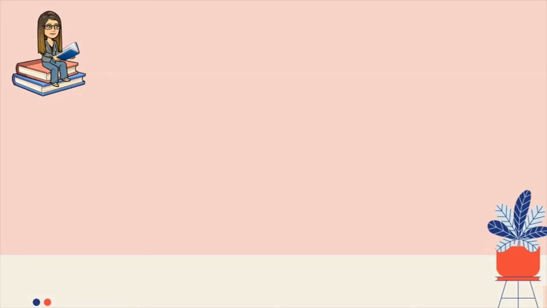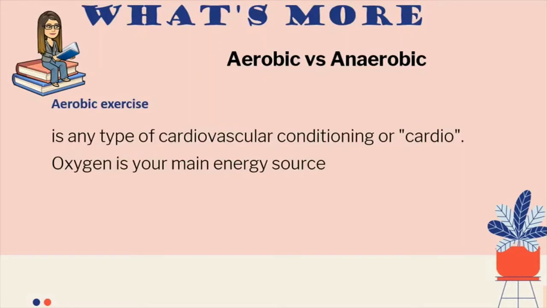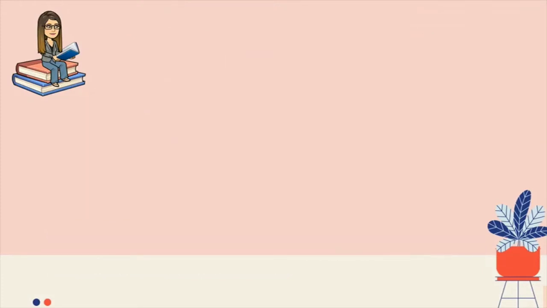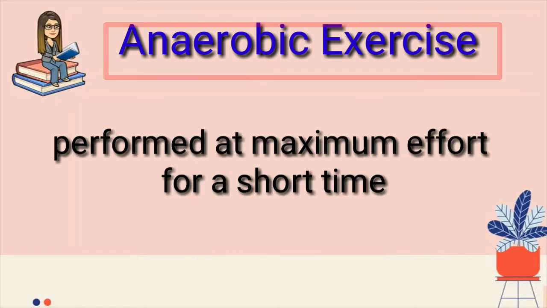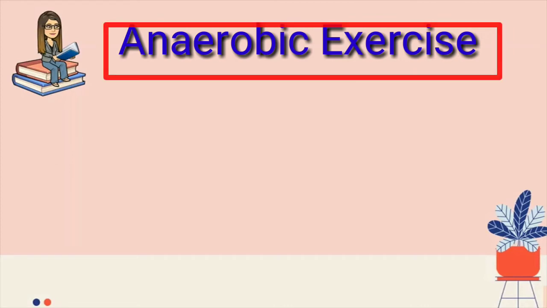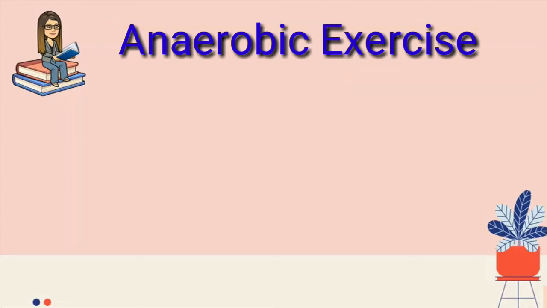Now, how about anaerobic exercise? Anaerobic exercise involves quick bursts of energy and is performed at maximum effort for a short time. To know more about anaerobic exercise, it involves quick bursts of energy, as I said a while ago, performed at maximum effort for a short time only. So meaning, the energy systems you use are the ATP or glycolytic system. Take note, it is in our topic a while ago.